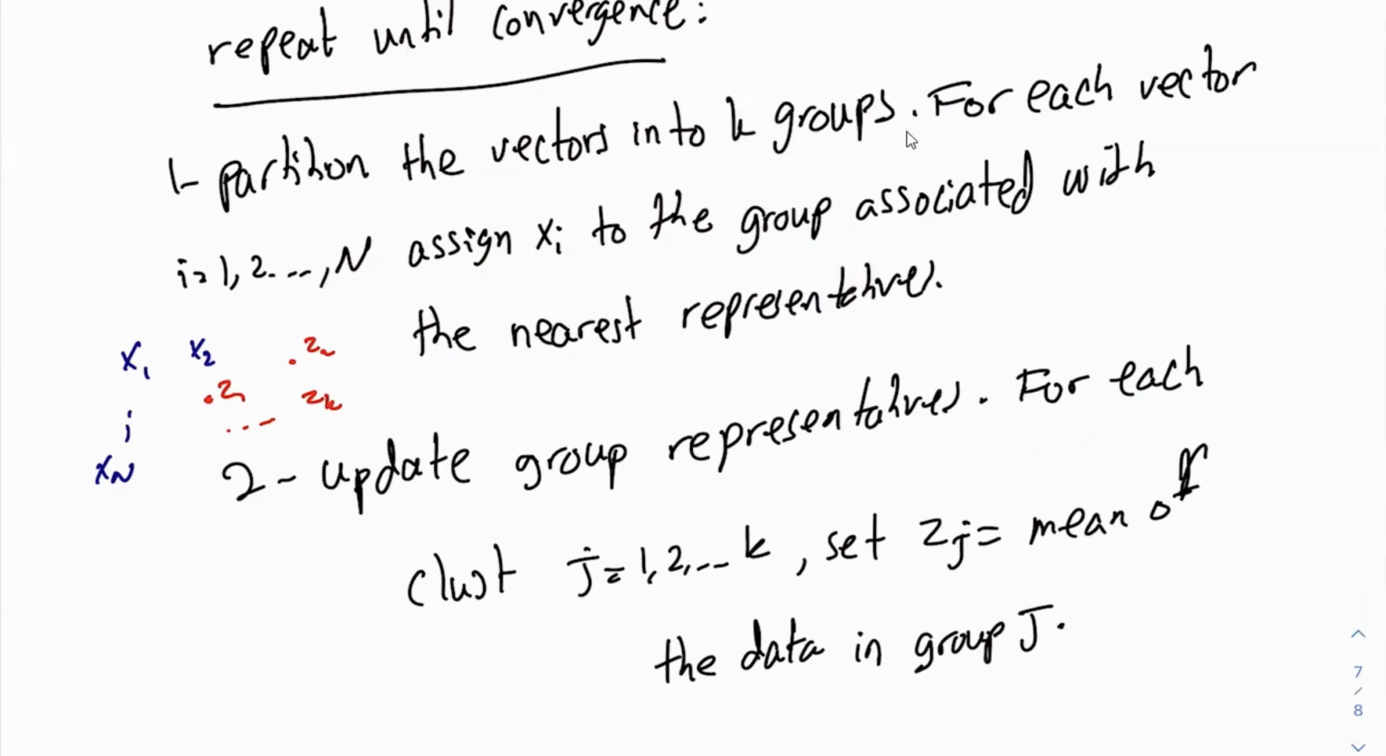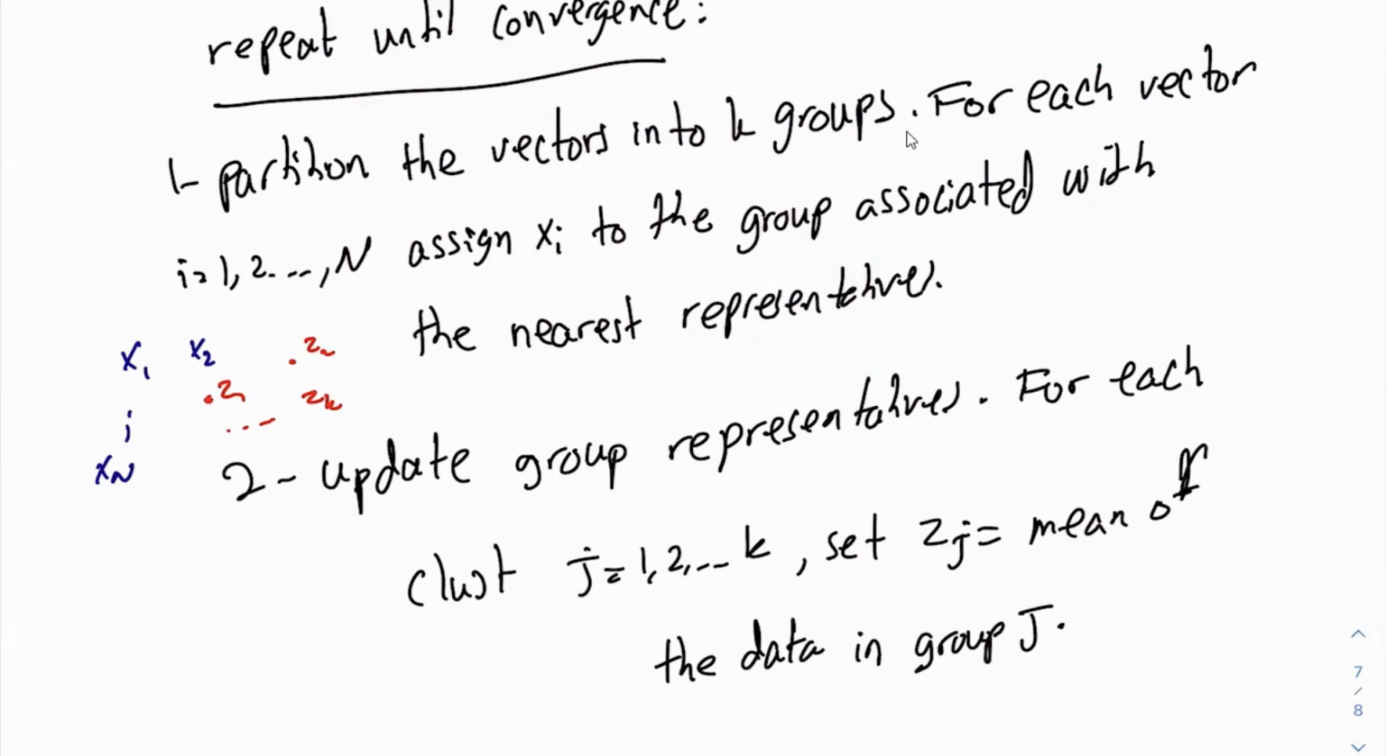You realize that the distance between x1 and z1 is the shortest. So you say, you know what, I'm going to assign x1 to cluster 1, or to the cluster corresponding to group representative 1. Very good. I do the same thing for x2, and the same thing all the way to xn. So that's the first step.